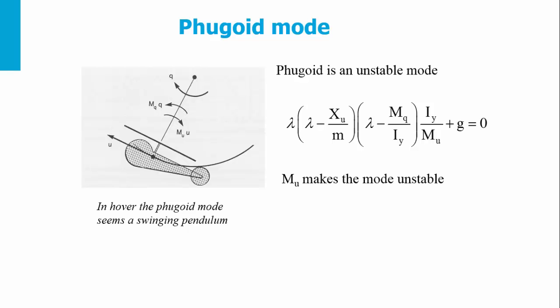So if you represent this system of equations and solve the characteristic equation, the phugoid will be an oscillatory mode, and usually the derivative Mu will make the mode unstable. So that is the variation of the pitch moment when the surge velocity is changing. Actually, in hover, the phugoid mode seems a kind of swinging pendulum. So the helicopter is like a swinging pendulum while it's hovering.